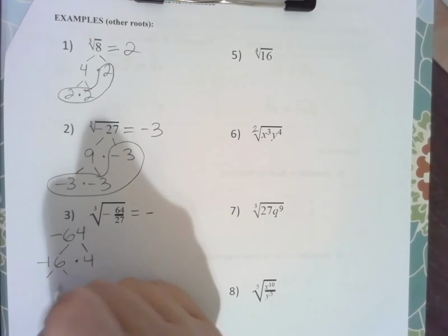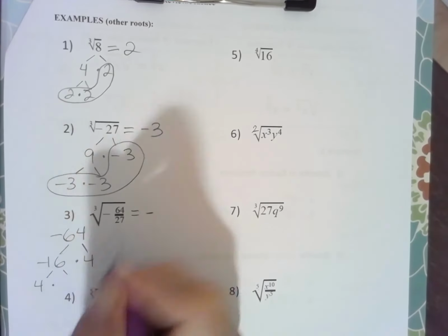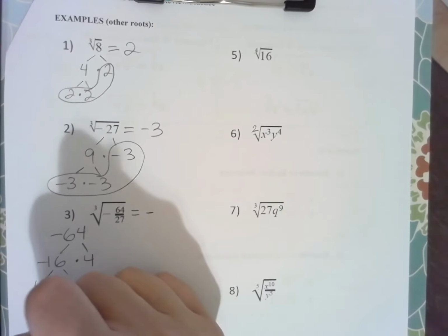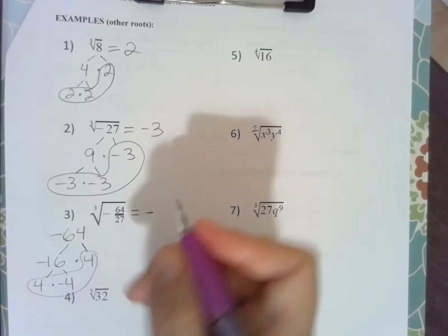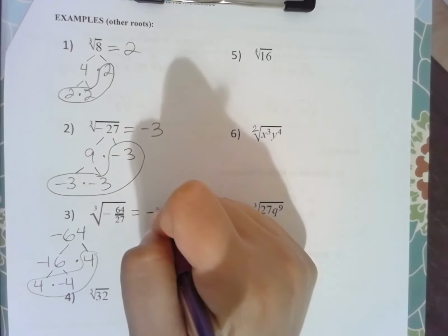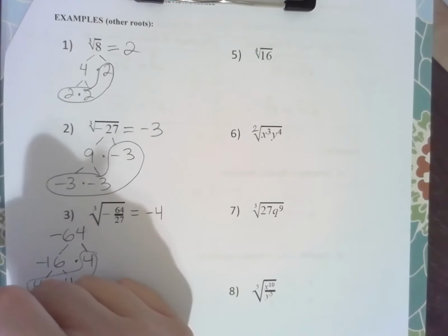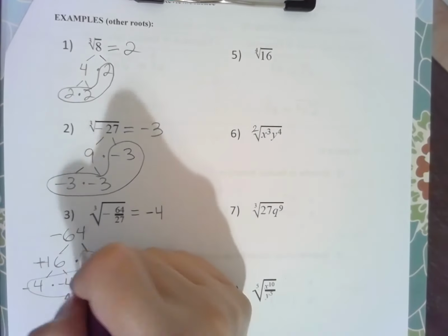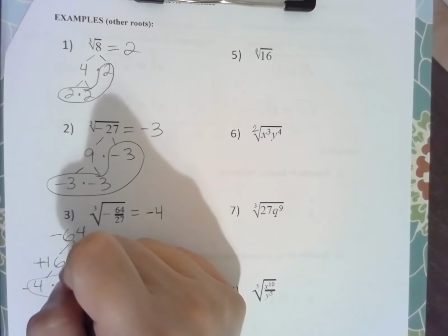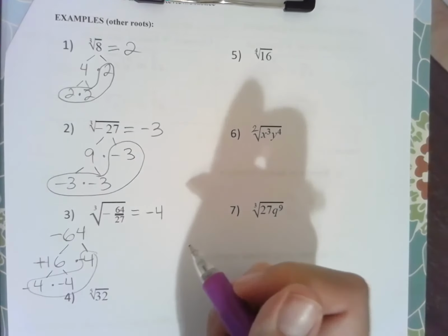So this is going to be 4 times negative 4. And we do have a group of 3 right there. It's just negative 4. Because negative 4 times negative 4 gives me a positive 16. And then times a negative gives me a negative 64.